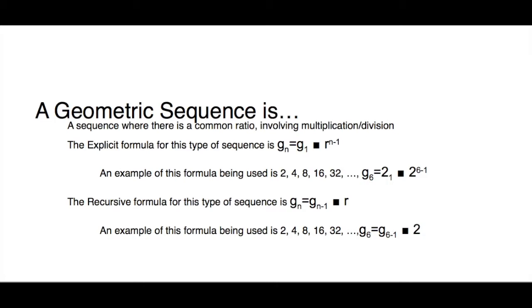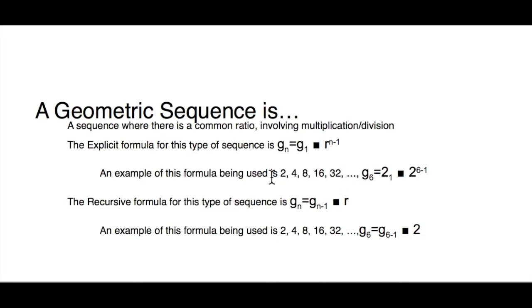So the explicit formula is g_n equals g_1 times r to the (n minus 1) power. G is just representing that it's geometric. Everything else is the same except r, it's different. Instead of d, we have r, because that's the common ratio. And then we have the power, since we're just multiplying and multiplying and multiplying.